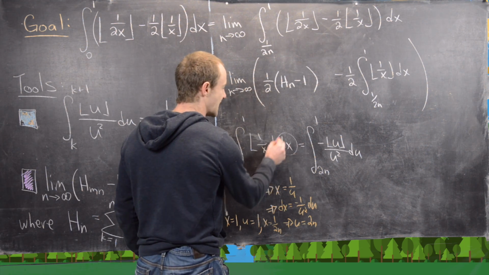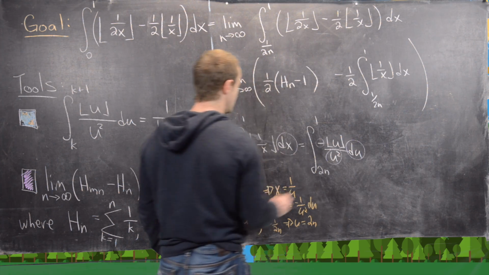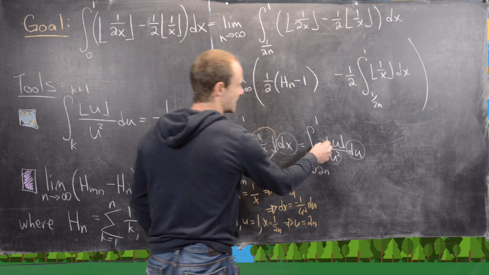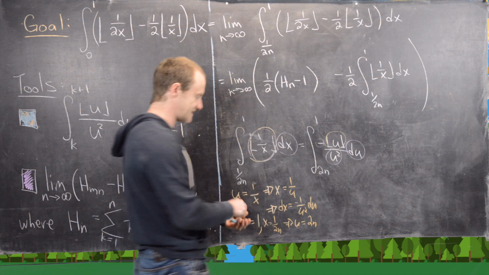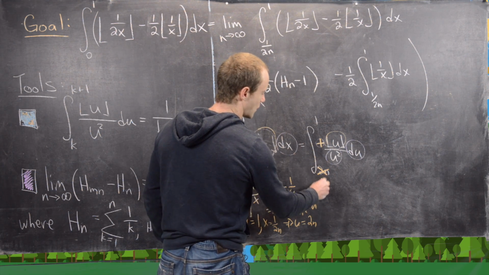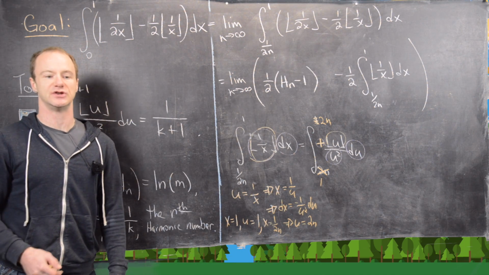So notice this dx component became this minus u squared du, and then our floor of 1 over x became our floor of u. Okay, great. Now the next thing that I want to do is take this minus sign, just go ahead and get rid of that by changing the order of integration. So we'll change the order of integration from 1 up to 2n.